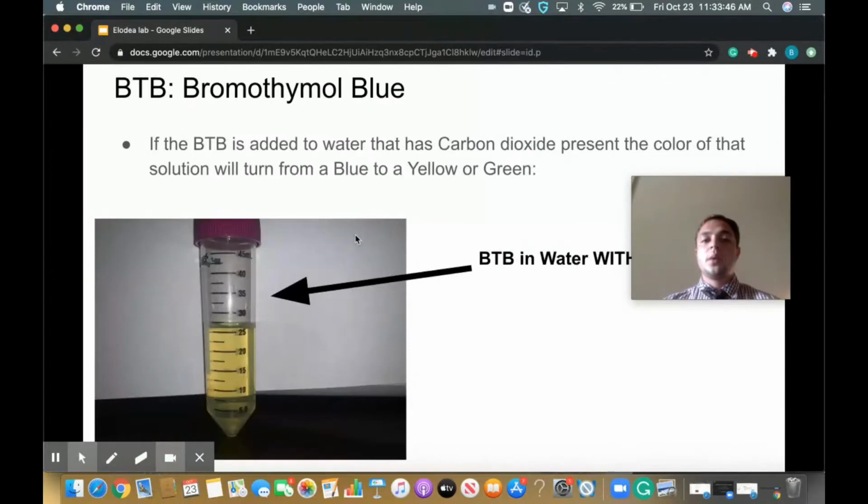If there is carbon dioxide present in that water and bromothymol blue is added, that solution will change from blue to yellow or green, like this picture on the left. So both of these examples I've shown are actually the control groups that I used in my experiment.